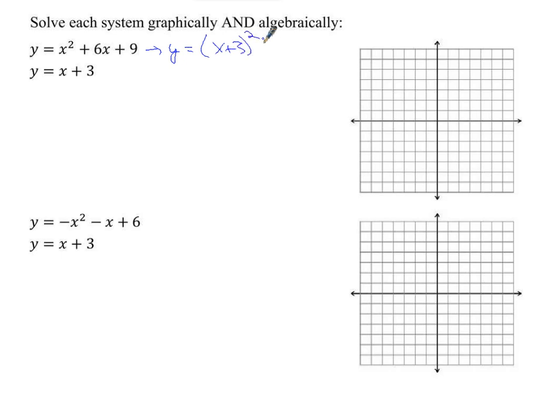Now that it's in vertex form, I know exactly where the vertex is already. I don't have to go searching for it. I don't have to do x equals negative b over 2a for the axis of symmetry. Most of the math is already done. So, where's the vertex? Negative 3, 0. It's here. So I put a dot there. And then what do I do? How about I draw a vertical dotted line for my axis of symmetry?